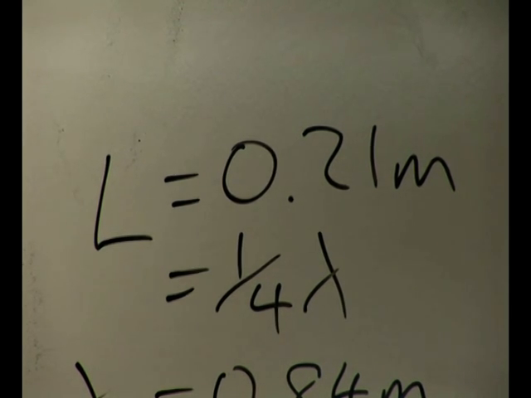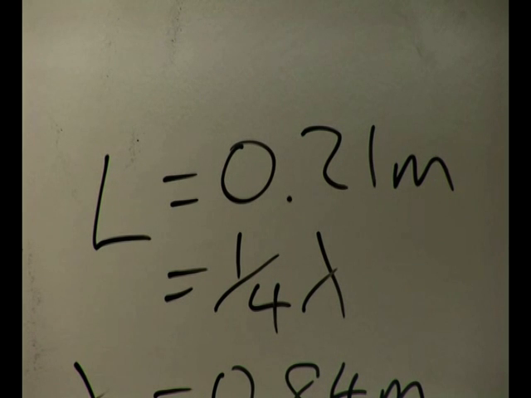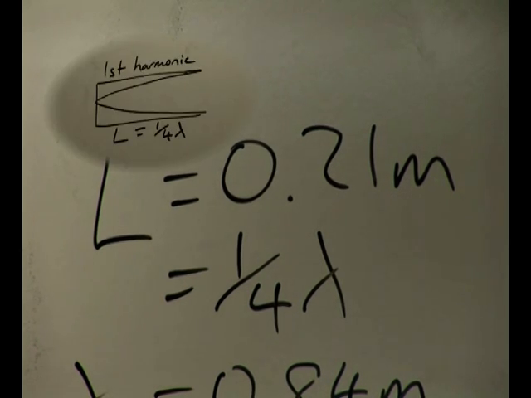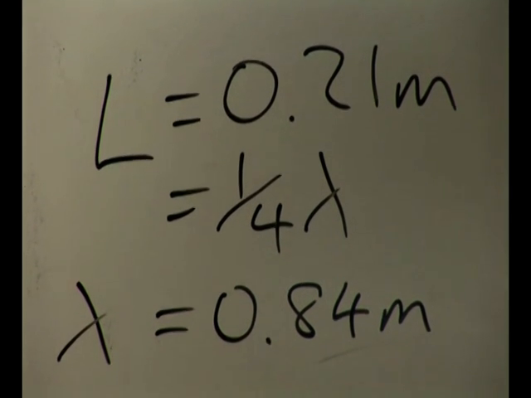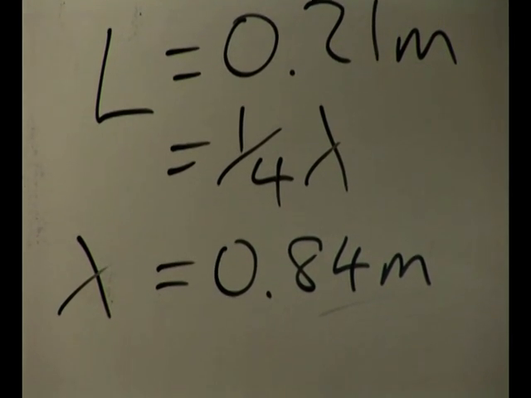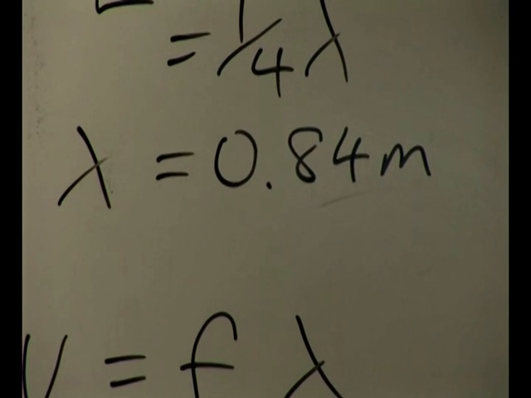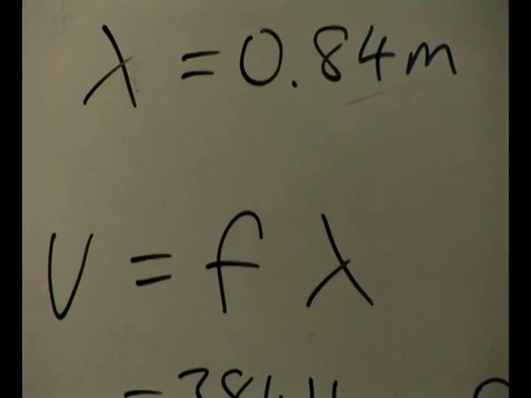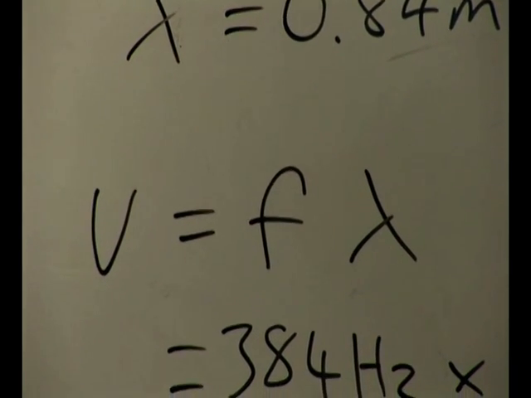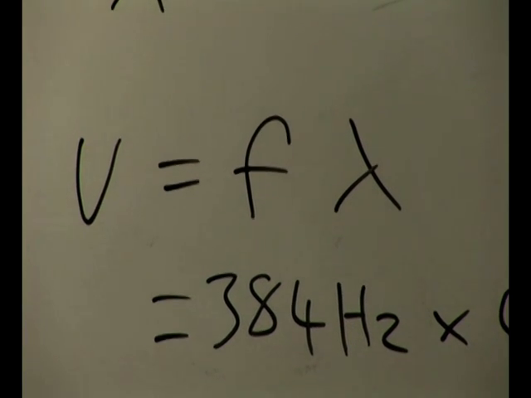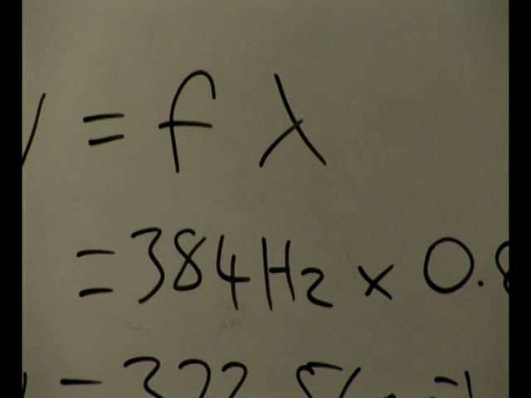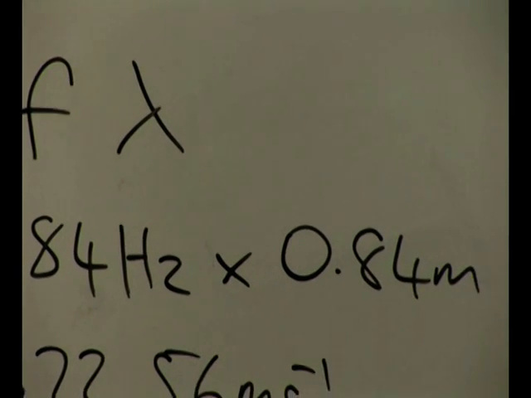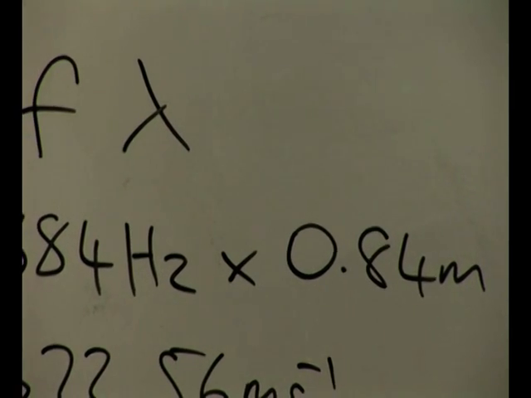Now remember, going back to our previous diagram, that was equal to a quarter of the wavelength, which means that the wavelength in total is 0.84 metres. Now, as we discussed earlier in class, the velocity of a wave is equal to the frequency times the wavelength. Now we know that the frequency of the tuning fork was 384 Hertz, and we've now calculated that the wavelength for the first harmonic was 0.84 metres.